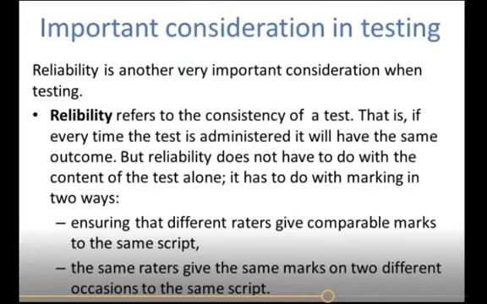Validity is over. Validity is the first thing to be considered for a test. Second one is reliability. What is reliability? Reliability refers to the consistency of a test. That is, every time the test is administered, it will have the same outcome. But reliability does not have to do with the content of the test alone. It has to do with the marking in two ways.